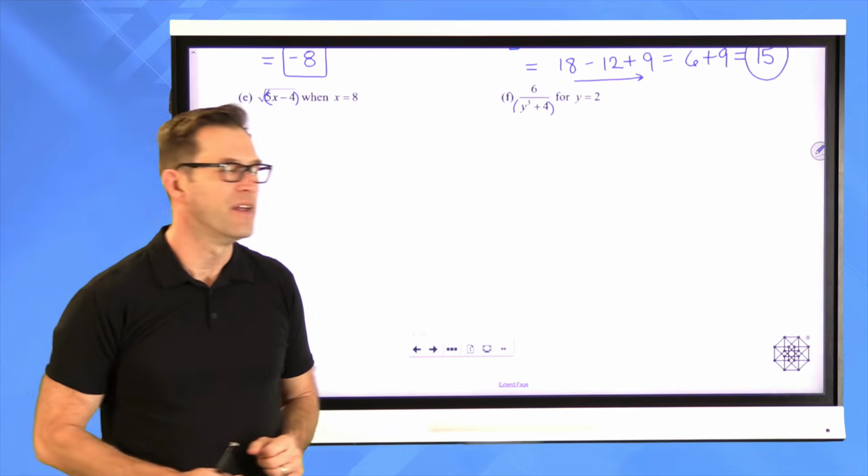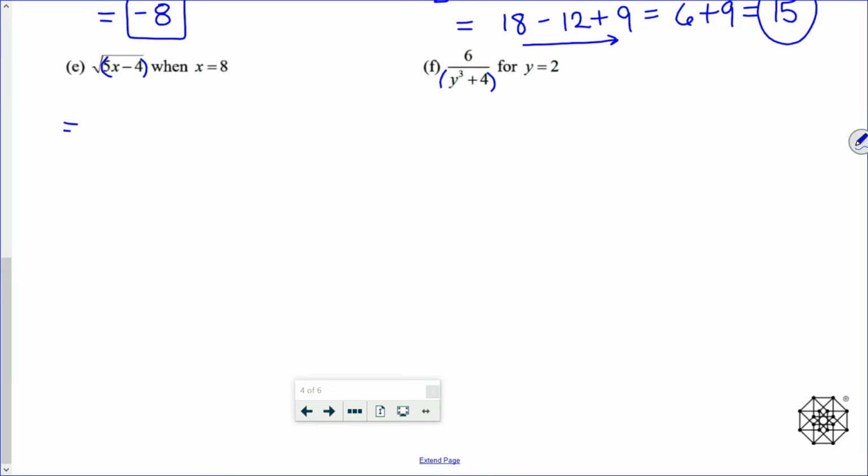All right, let's do it. So letter E, right? First thing I'm going to do is put the square root, make it nice and big, 5 times 8 minus 4. I am literally going to just ignore the square root symbol until I have a single number underneath it. 5 times 8 is 40 minus 4.